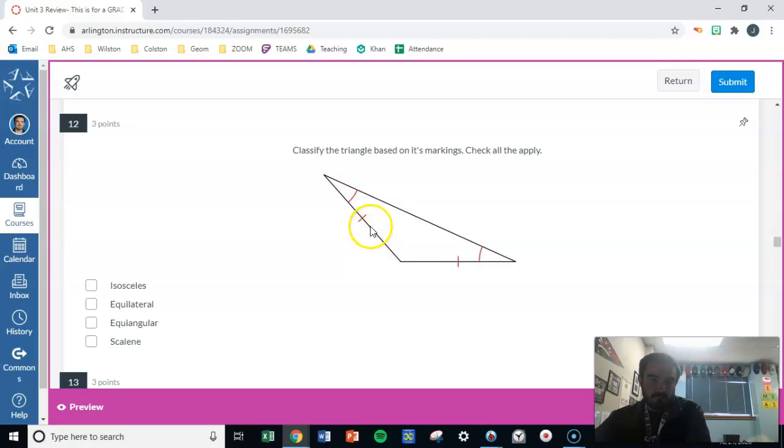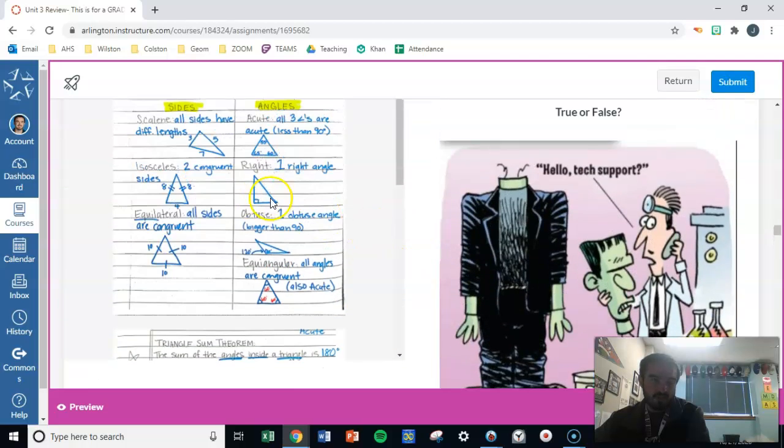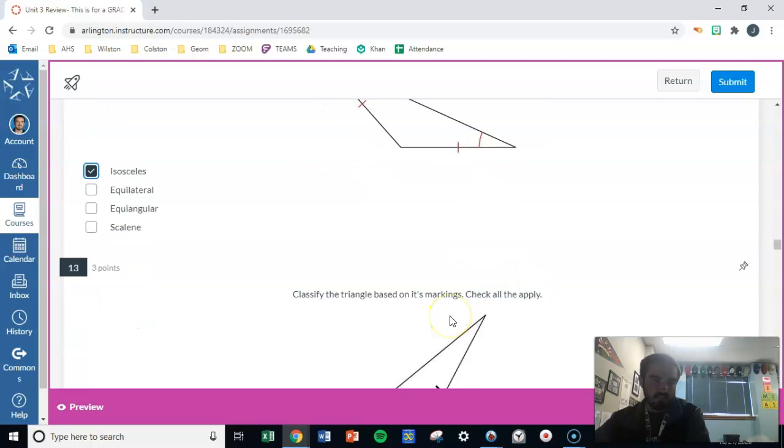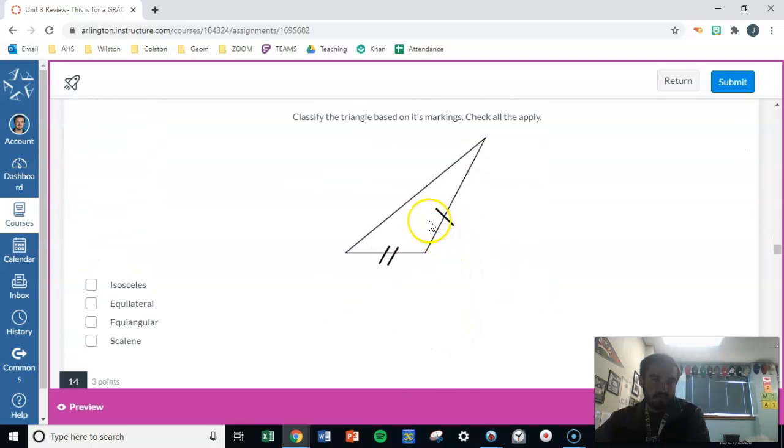If you look at this triangle, we have some tick marks here. We have two tick marks. We have a tick mark here and a tick mark here. So that means that this side is congruent to this side. But that's all we know. We don't know anything about this side, but we have two congruent sides. So if we look back up here, two congruent sides means it's an isosceles triangle. Okay? Is it equilateral? No. Is it equiangular? No. We only have two angles that are equal to each other. Scalene? No.